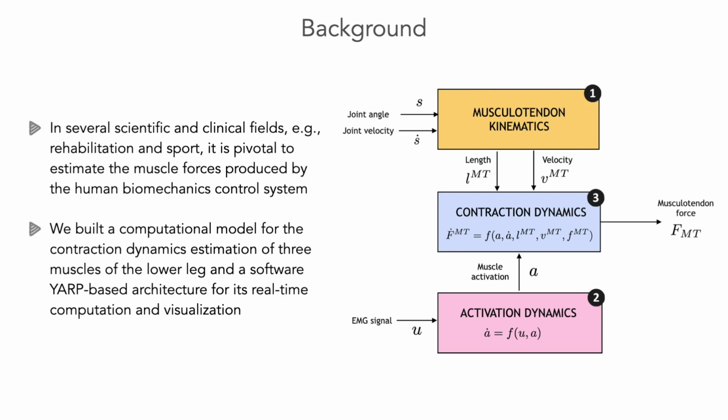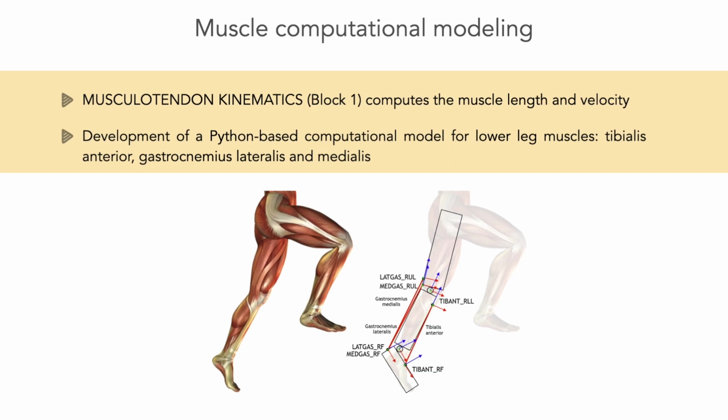Here we present a computational model for the contraction dynamics estimation of 3 muscles of the lower leg and a software YARP-based architecture for its real-time computation and visualization. The architecture is composed of 3 main blocks, and in the next slides I'll briefly introduce each of them. The first block computes the musculo-tendon kinematics. It provides an estimation of the length and the velocity of the muscle.